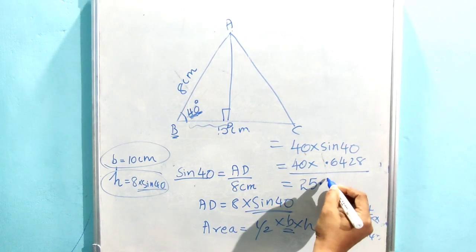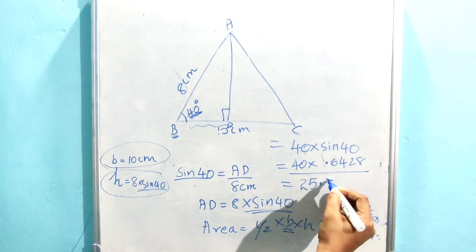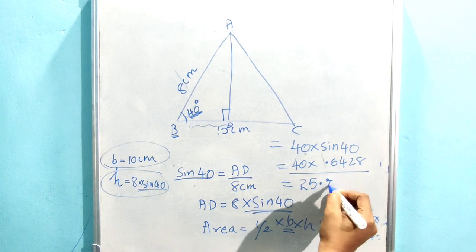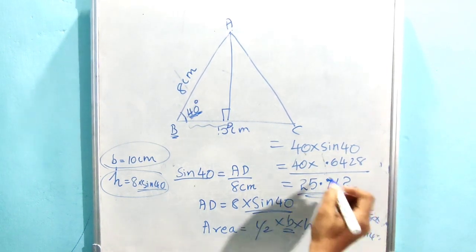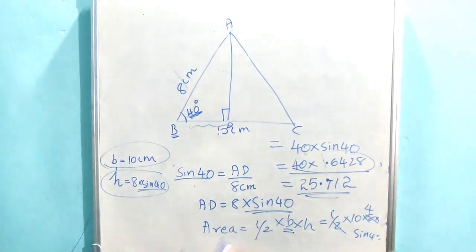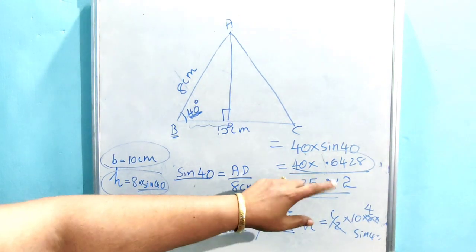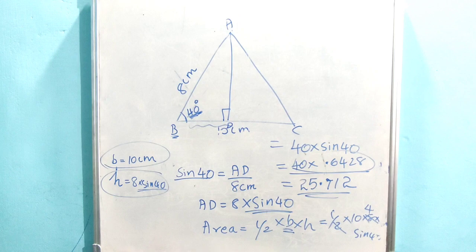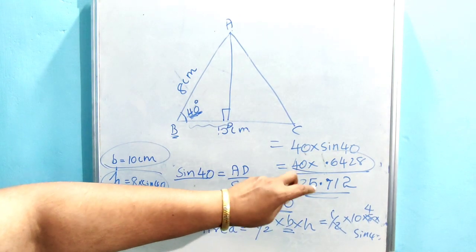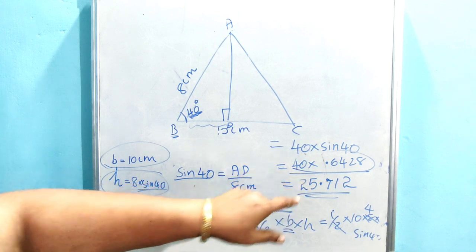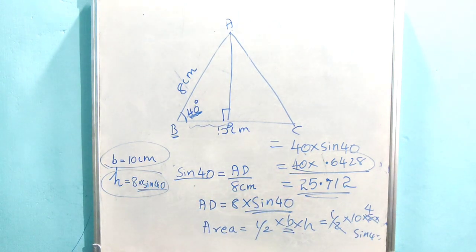The answer is 25.712. I have already given the worksheet on how to find the product of decimal numbers. So you have to do these types of calculations yourself, not using a calculator. How to do it by yourself.